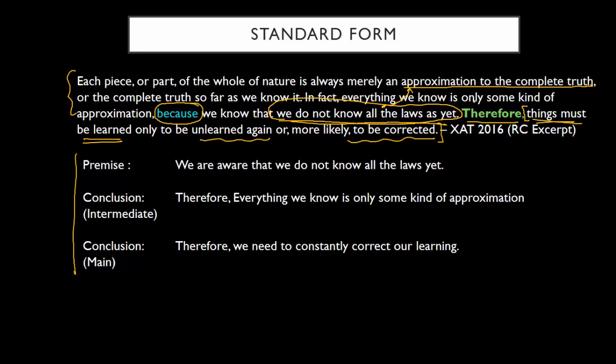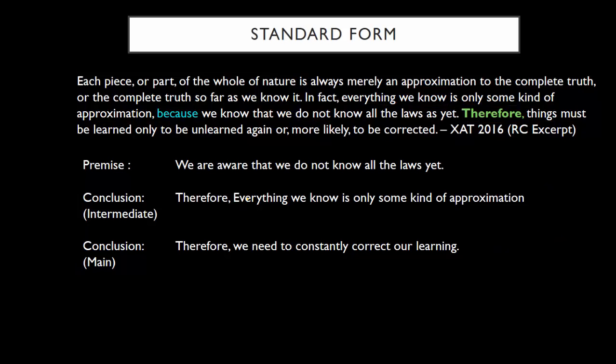And because of that, whatever we know is only some kind of approximation. Because of these two things, he has arrived at the conclusion that therefore we need to constantly correct our learning. So that's the whole argument. We are aware that we do not know all the laws, because of which everything we know is only some kind of approximation. Therefore, we need to constantly correct our learning. Now, in this case, the structure of this particular argument is slightly different. There is an interim conclusion being made, and from there a main conclusion is being made. You don't have to worry too much about these things so long as you understand what the main conclusion is that the author is trying to draw.